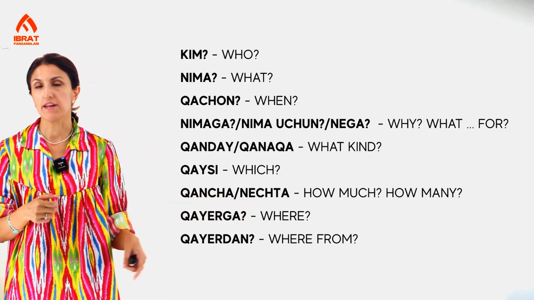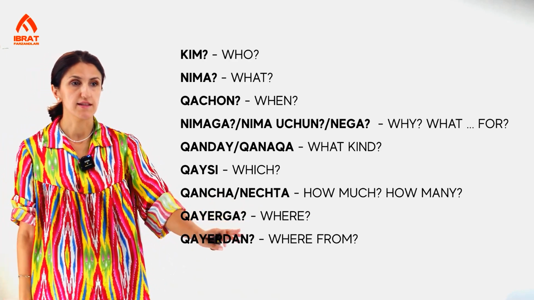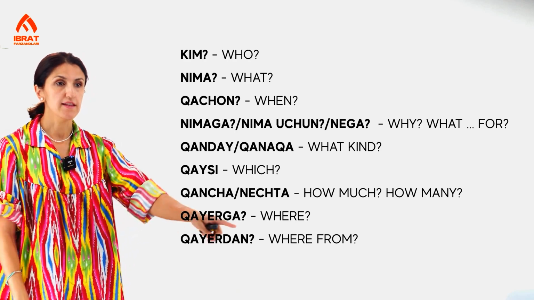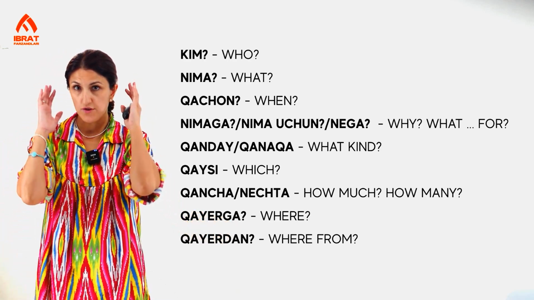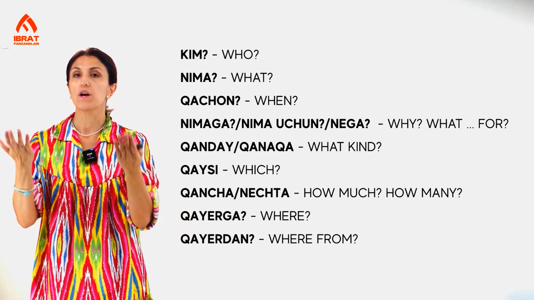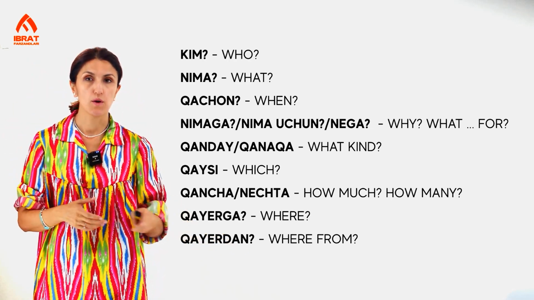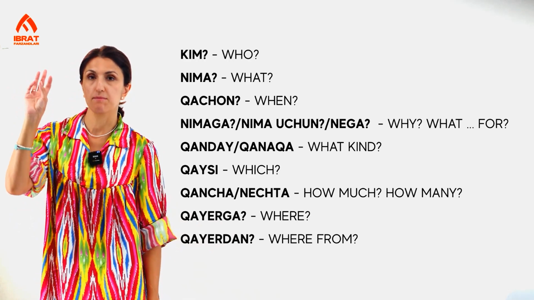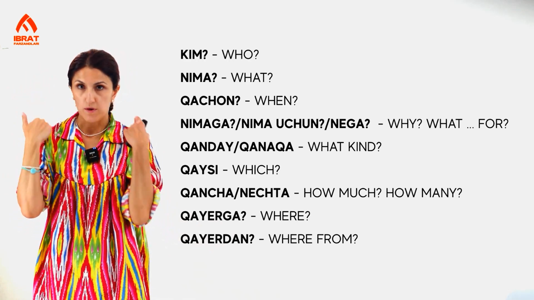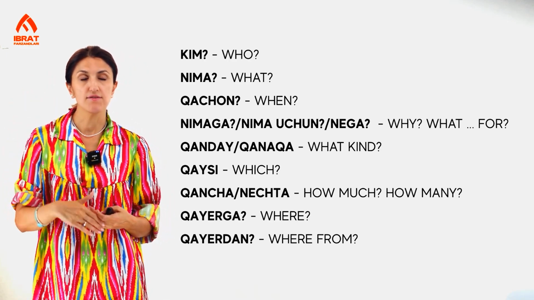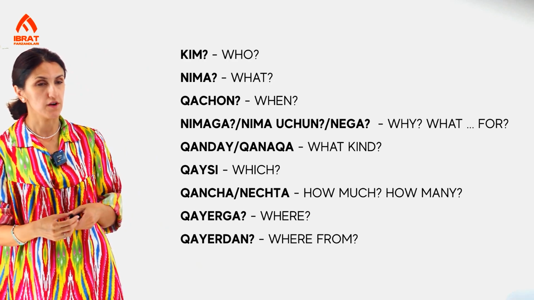Then these two, they are alike. Just see that the last 3 or 2 letters are different. And this one, ga, where to, qayerga. And qayerdan, where from. Where to? Uyga, bozorga, studiyaga, maktabga. Where from? Uydan, ofisdan, bozordan, right? Coming from somewhere.